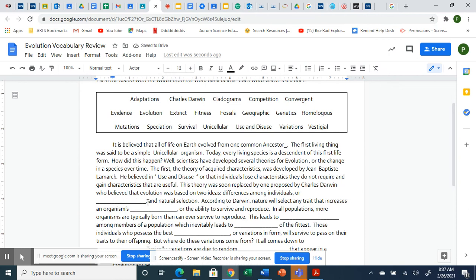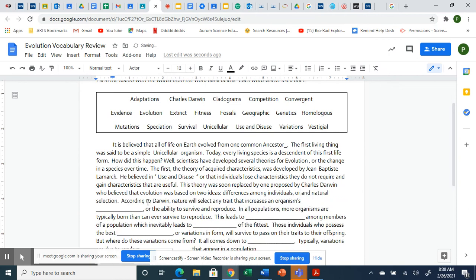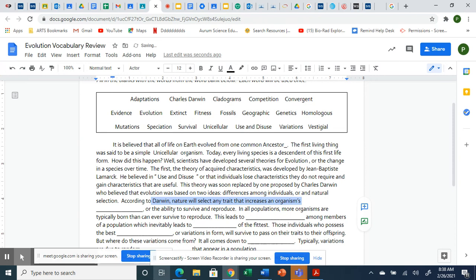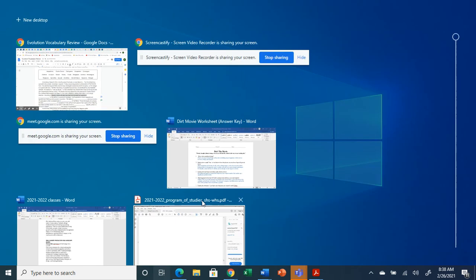And natural selection. According to Darwin, nature will select any trait that increases organisms' survival. Oops. Oh, I'm screwing this up.